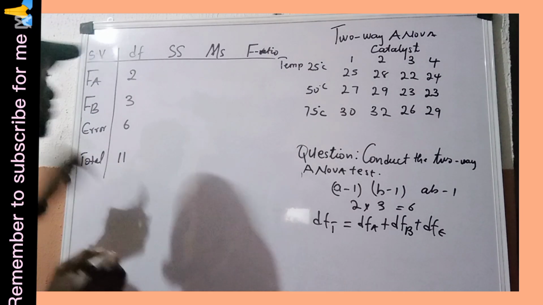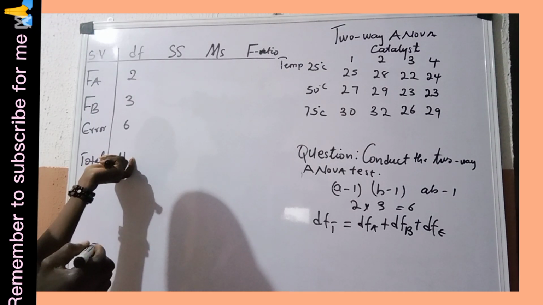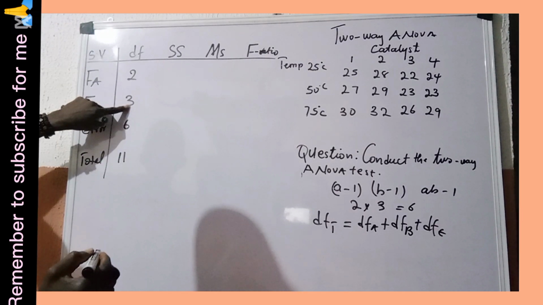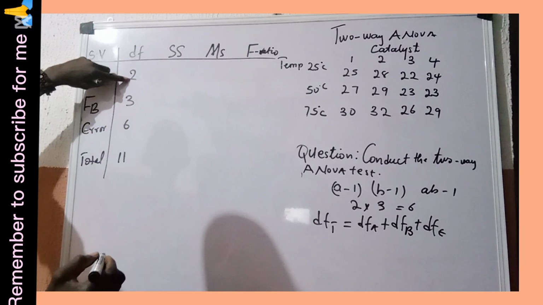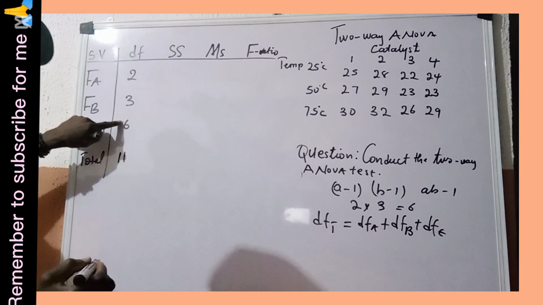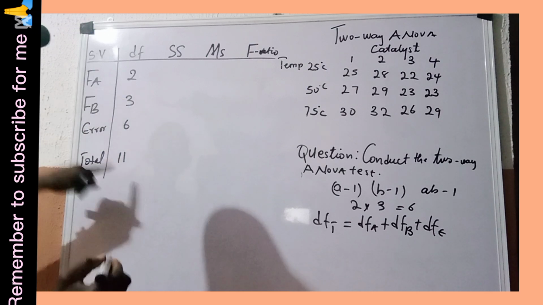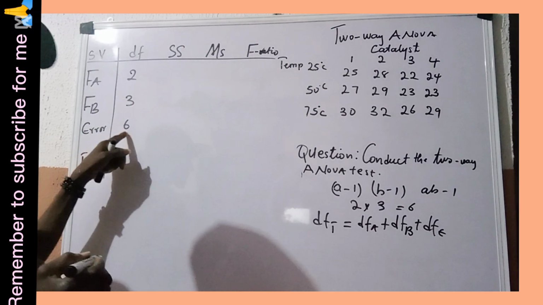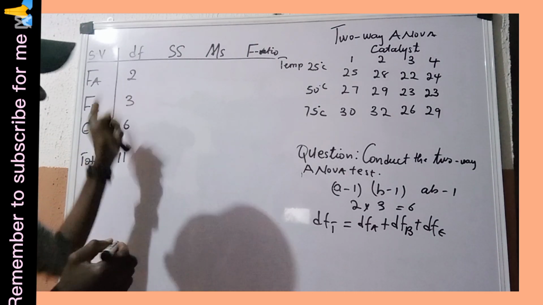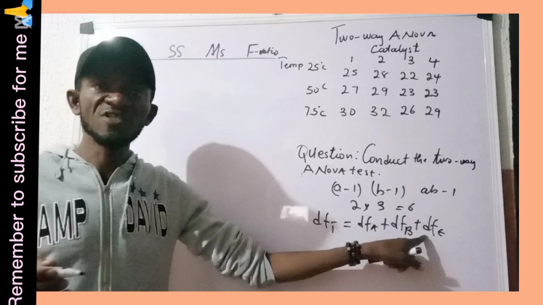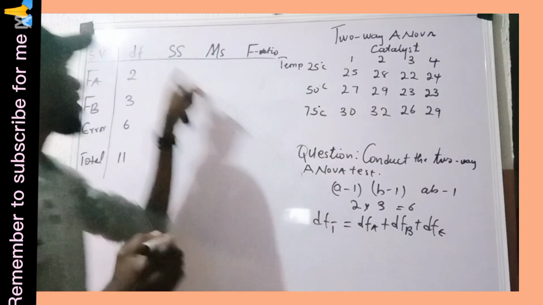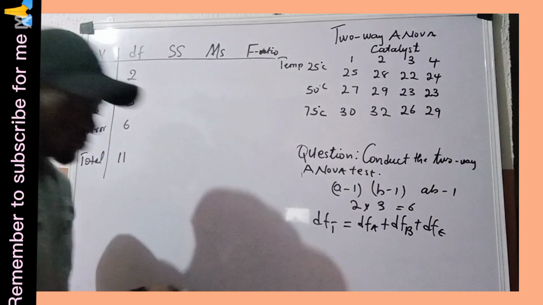So assuming you are given this 11 here, you are given this 3 here, you are given this 2 here, and you are not given this one. What you do is to say 2 plus 3 gives you 5, and 11 minus 5 will give you 6. So anytime they ask you, you make use of this relationship. Then we now quickly go to our sum of squares.